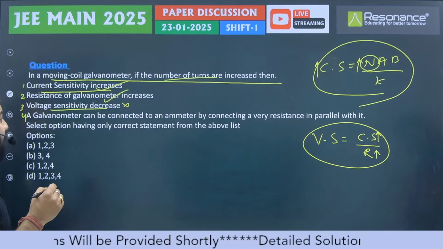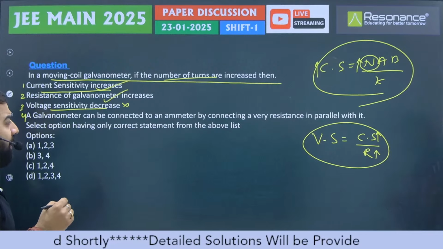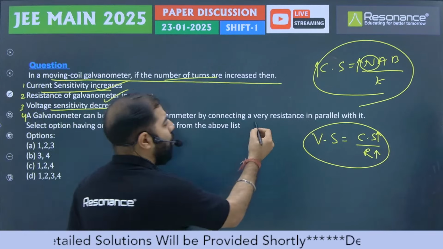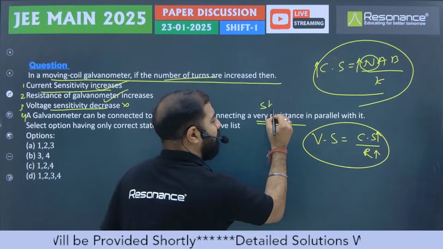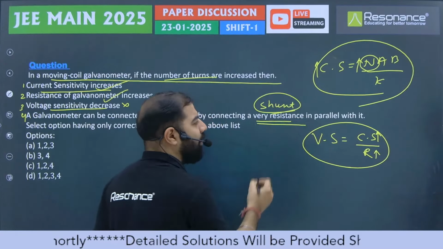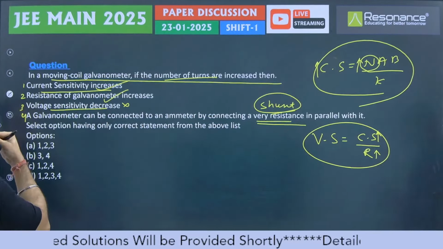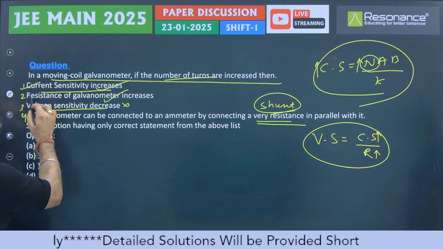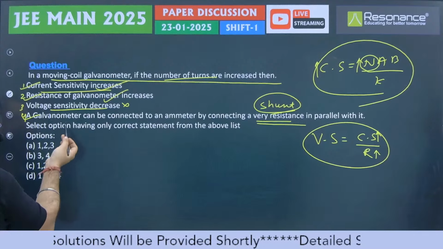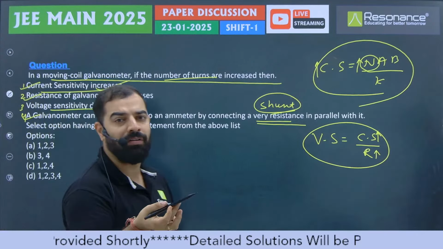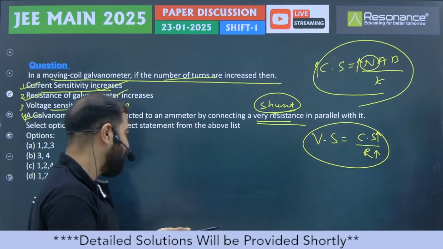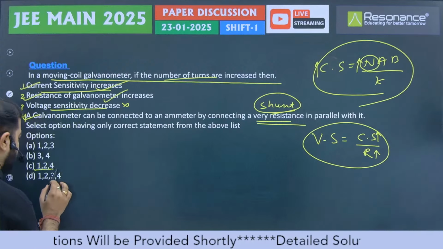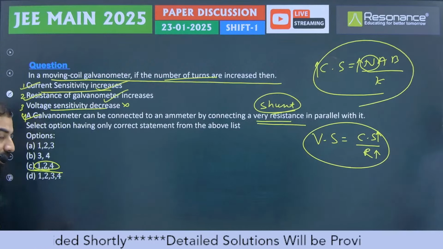A galvanometer can be connected to an ammeter by connecting a very, should be a very small resistance. We call it shunt, if it's written shunt. Okay, in parallel with it. Select options having only correct statement. So I agree that 1 is right, 2 is right. 4 is obviously the way of converting a galvanometer into an ammeter, right? So I write 1, 2, 4, all 3 agreed, so option C.